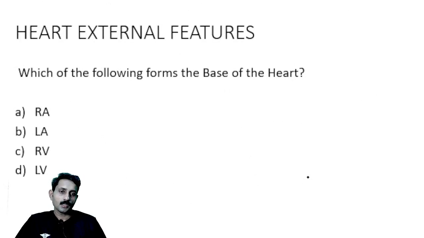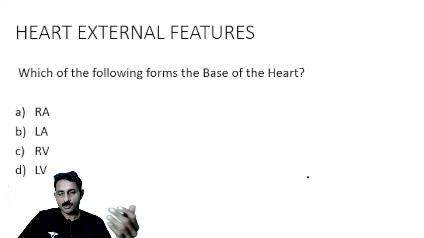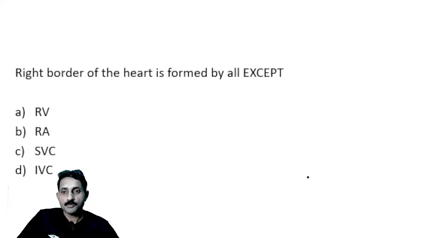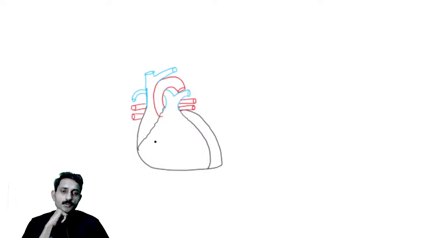Now, what is the structure that forms the base of the heart? Before that, we'll see something else, then we will come back. The second question is: the right border of the heart is formed by all except. So there is a border called the right border. Now this is a schematic diagram I have drawn. In this diagram itself, we can answer many questions.